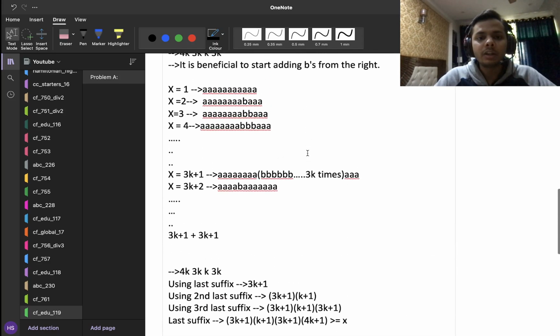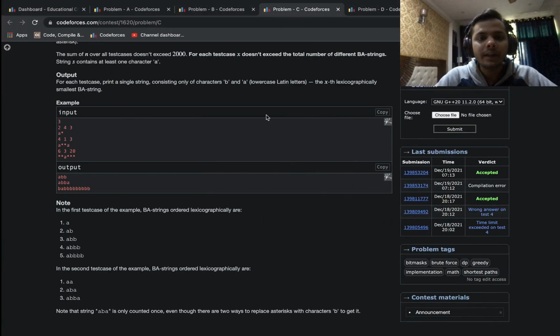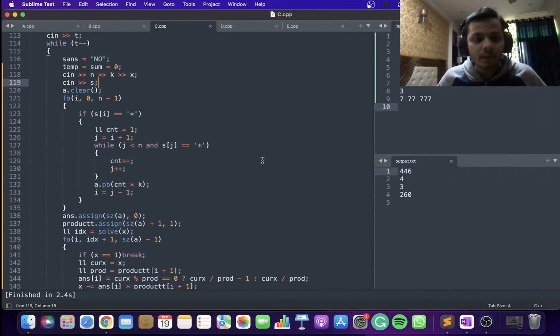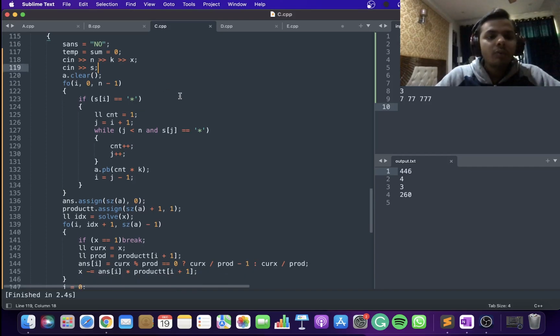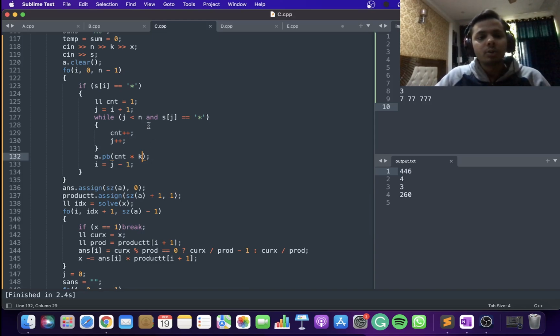Enough explanation. Now it might not be very, very clear right now, but let's have a look at the code, which is again a bit complicated, but I'm sure it will make things easier to understand. So first of all, if I find an asterisk, I'm going as far right as possible, and as long as I keep getting asterisks, I'm continuing my chunk, and I count the total number of asterisks that I'm getting, and then I push back in my vector count times k. So that is nothing but the total number of b's that I can put, right? So I'm basically grouping all the consecutive asterisks together, and in my vector, I am just pushing back the total number of b's that can be put in place of all these stars.